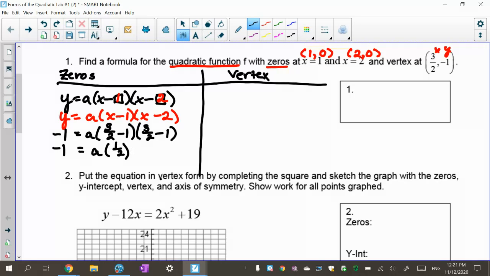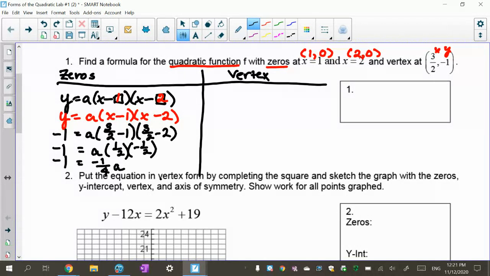3/2, this should be minus 2. Sorry about that. This should be minus 2. And when I have that, 3/2 minus 2, that's -1/2. After you do this and multiply this through, I want you to put it in front of the a, so that's -1/4 a equals -1.